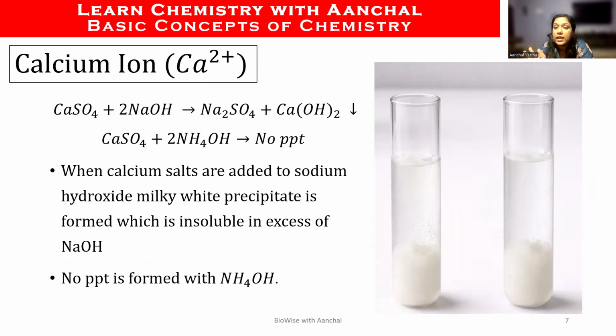Moving to the next is the calcium ion. Calcium, where is it present? In the milk. So the precipitate formed here is the milky white precipitate. Now, when calcium sulfate reacts with NaOH, you have the formation of calcium hydroxide as a milky white precipitate and sodium sulfate. There is no precipitate formed when it reacts with ammonium hydroxide. So when calcium salts are added to sodium hydroxide, a milky white precipitate is formed, which is insoluble in excess of NaOH, and there is no precipitate formed with NH4OH. I hope with the diagrams it's clear and easily understood, right?